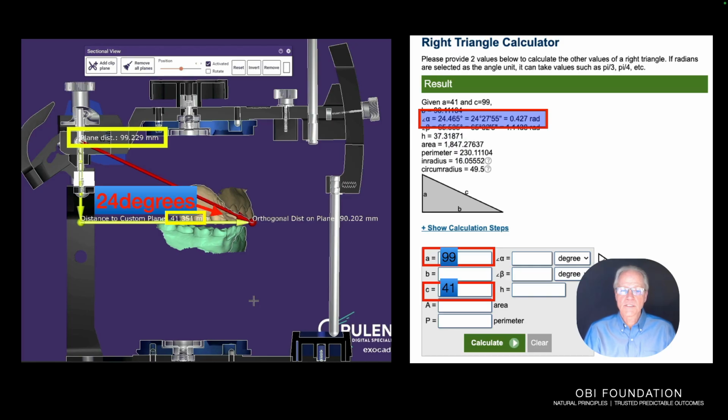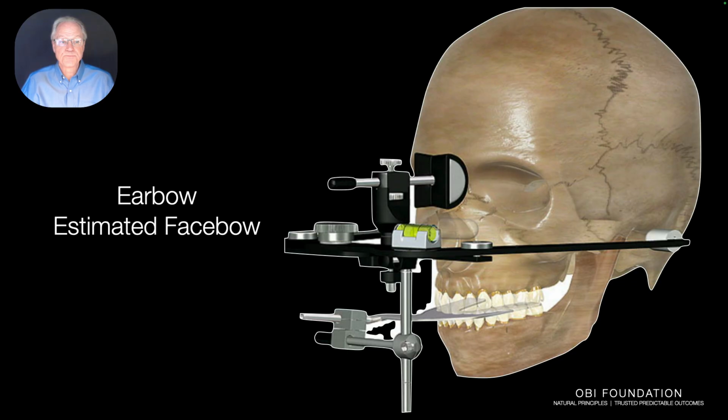So if you do absolutely nothing, you just do an average mounting with an Exocad, you're going to have a functional plane of occlusion Coyce mounting. Since you're not using the Coyce plate, which also provides the aesthetic plane of occlusion, it's a functional plane of occlusion. Next is our ear bow or estimated hinge axis mounting.